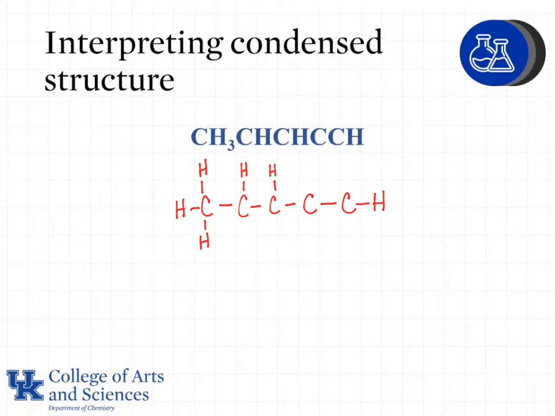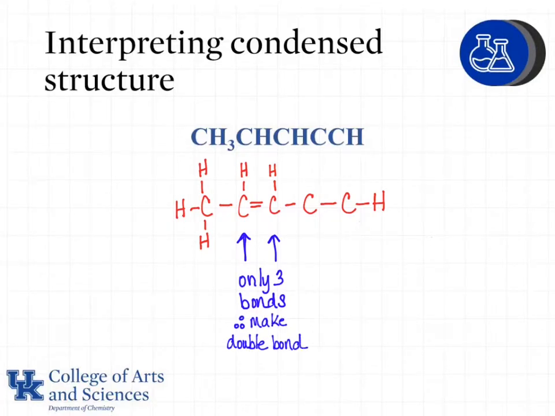The way we get to having 4 bonds is because we have multiple bonds in here. So some combination of double and or triple bonds that give each carbon atom 4 bonds. So if I look at these 2 carbon atoms, we see that each only have 3 bonds. If there was a double bond between these two, then each carbon would have 4 bonds. So we can see that we have to make a double bond to make this a reasonable structure.